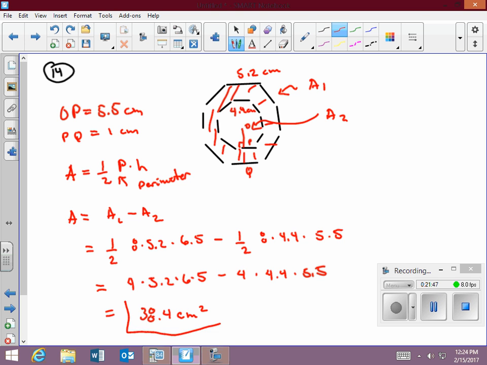How is the perimeter 8? Well, there's an eight-sided figure, right? There's 1, 2, 3, 4, 5, 6, 7, 8 sides. Each side is 5.2 long, so each side is 5.2 and you take 8 sides. So that's the perimeter. And then there's 8 sides on the inside one that's 4.4 long. Oh, okay, I see. And that's the perimeter.